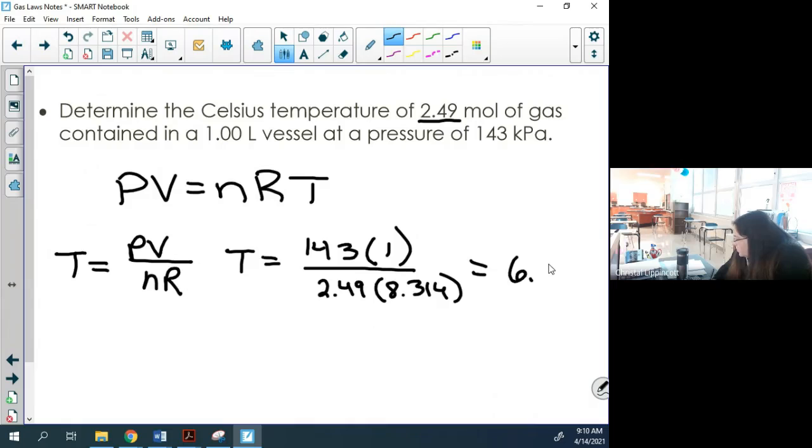So your temperature ends up being 6.91. Did you get that? Oh, I'm working on it. Okay, put it in your calculator. Make sure that you're getting the right answer out. And then you're going to have to convert that to Kelvin or Celsius.